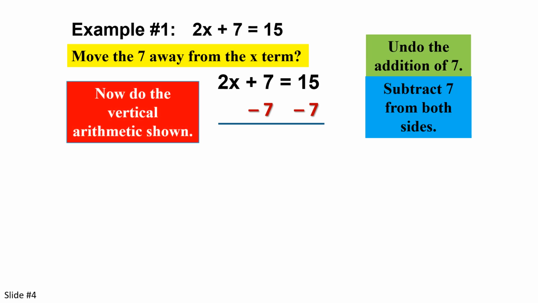And then when we do our vertical arithmetic, the 2x comes straight down. Positive 7 minus 7 is 0. And then 15 minus 7 is 8. Notice that the positive 7, we turned it into a 0. We moved it. It's no longer on the side. We moved it to the other side. And of course, we don't see that, so we have 2x equals 8.